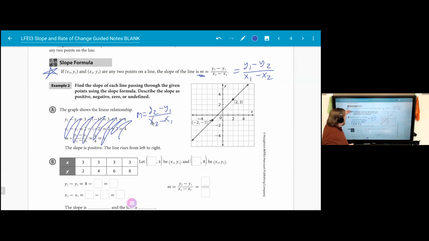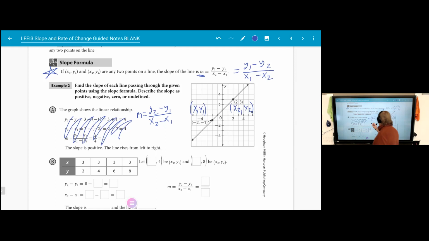If I do that, remember what we're trying to do is find the slope of the line and describe the slope as positive, uphill left to right; negative, downhill left to right; 0, horizontal; or undefined, vertical. Y2 minus y1 divided by x2 minus x1. Let's get our coordinate pairs. It doesn't matter which one you pick, just be consistent. If I said this is x1, y1, and this was x2, y2, all we got to do is plug these values in.